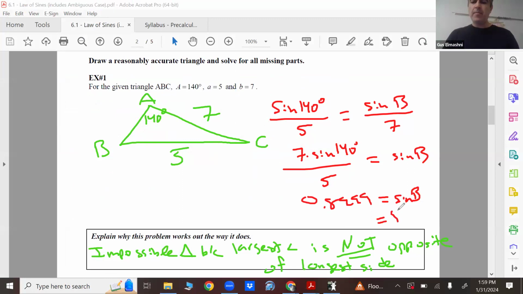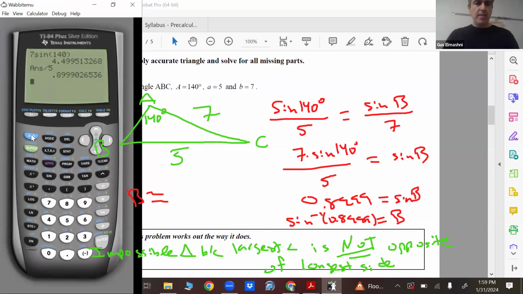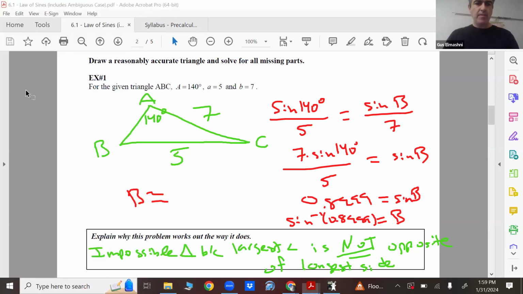Now, how would you solve for B? What would you have to do to both sides? You have to do the inverse sine, right? That's how you undo a trig function. So if I solve it, inverse sine of that junk, I get 64.15 degrees. Okay, fine.